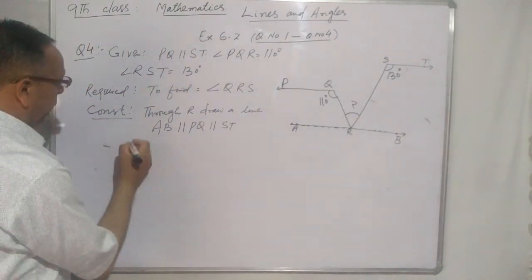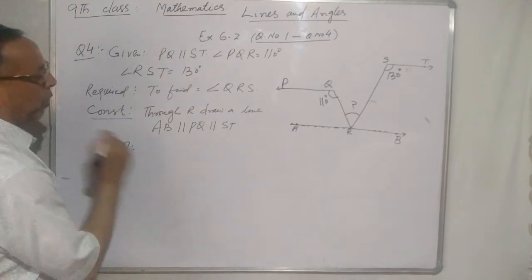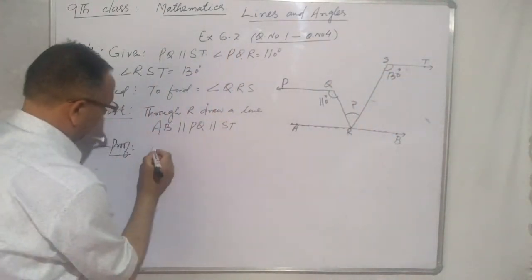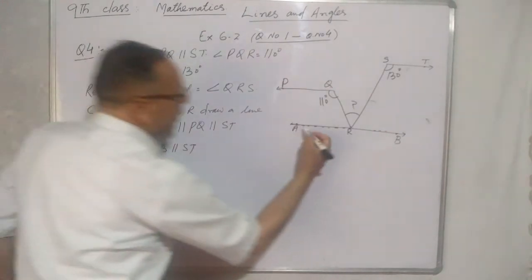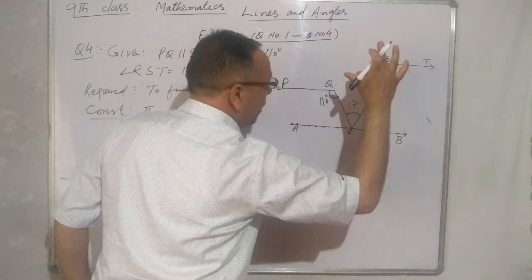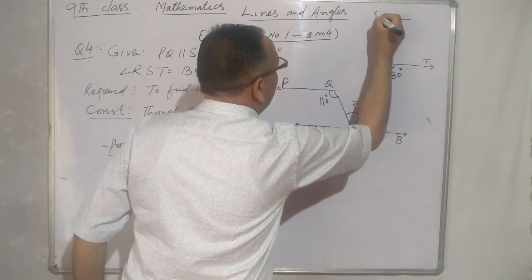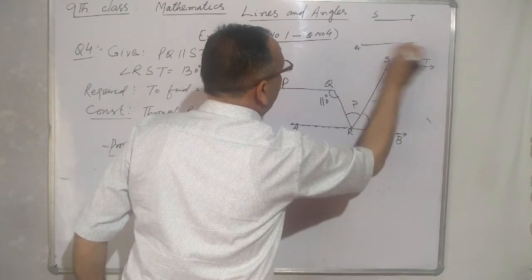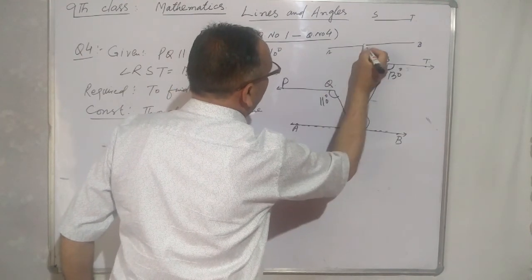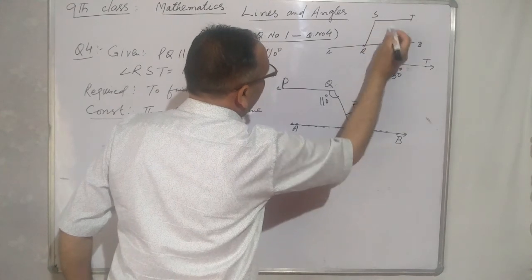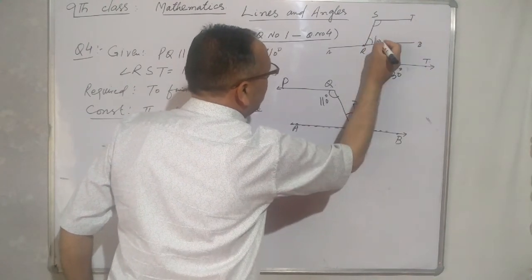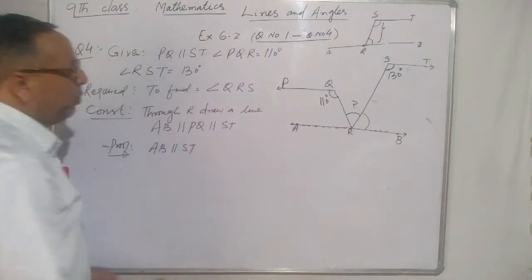Now, proof. Let me first take AB is parallel to ST. Therefore, this angle plus this angle, these are consecutive interior angles. Their sum will be equal to 180 degrees. This is ST and this is AB, and here we have point R. This RS is joined. When AB is parallel to ST, angle TSR plus angle SRB is equal to 180 degrees. These are consecutive interior angles.